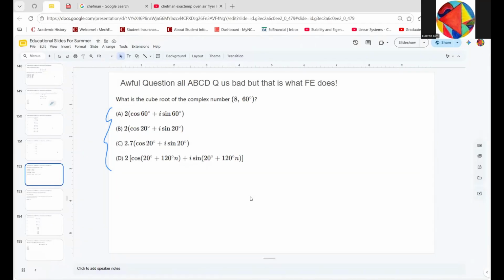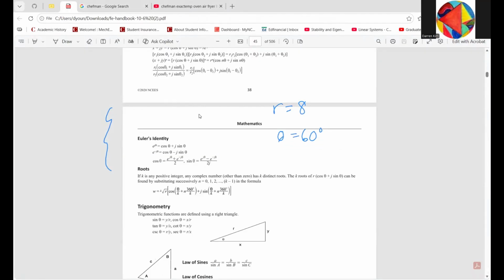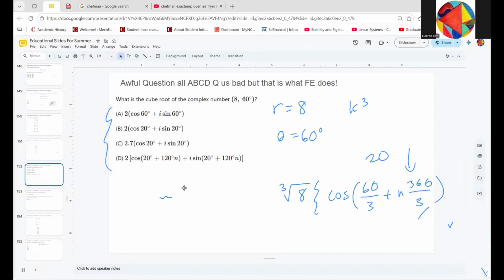So 8 is our R. Theta is 60 degrees. Over here we have k equals 3, so we can absolutely say this is true. And then we can say cosine of theta, which I believe is 60, divided by k, which is 3, plus n times 360 divided by 3. This doesn't matter because usually they choose the first one. So I already can tell this is 20. In reality, I probably can guess that.